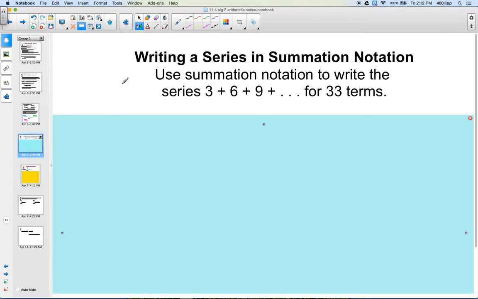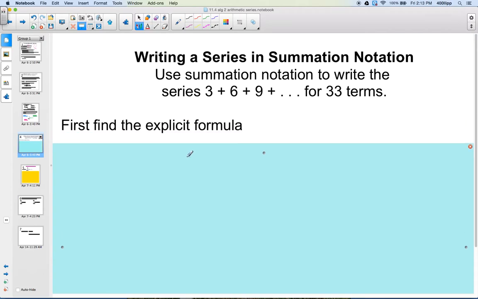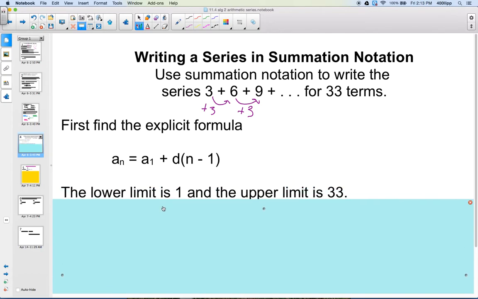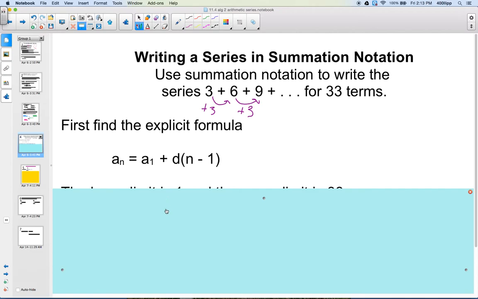So we're just going to practice writing the summation notation. To do that, we're going to say, okay, we first need to find the explicit formula. So we need to know if it's arithmetic or not. We want to make sure that we're adding the same number every time, which we are. We're adding 3 every time. So we can use our arithmetic explicit formula, which is a sub 1 plus d times n minus 1.